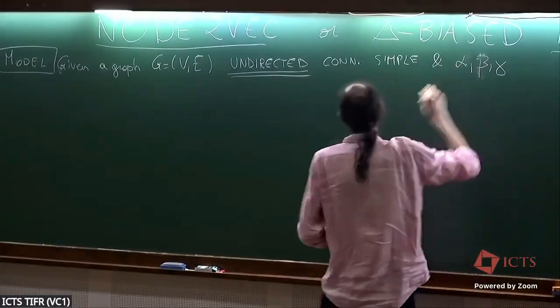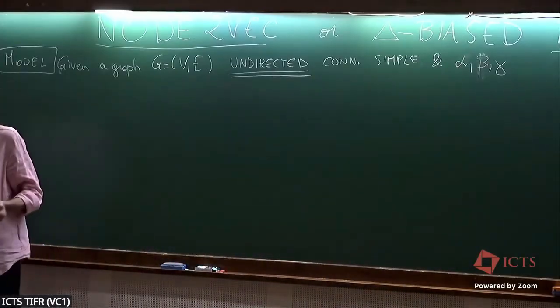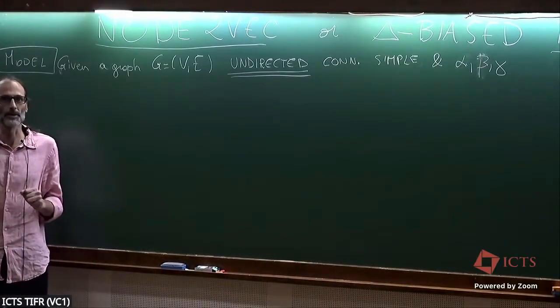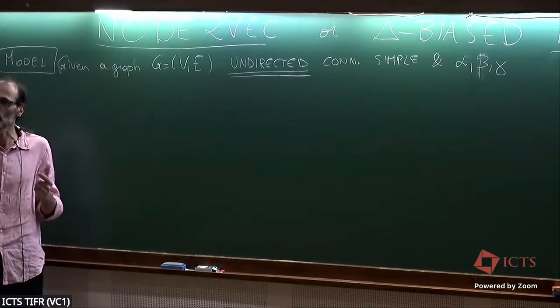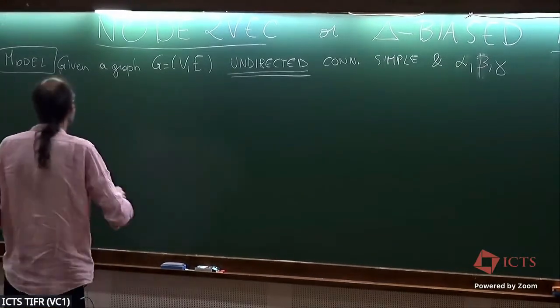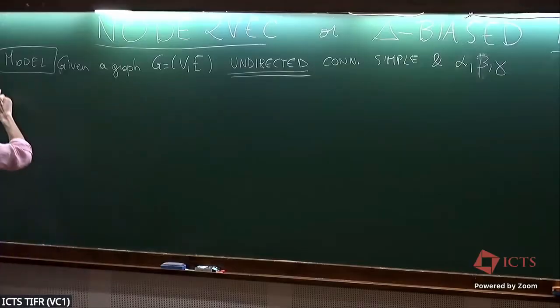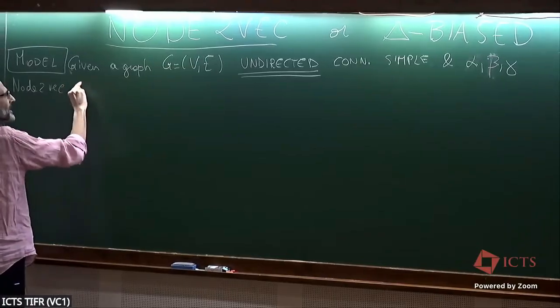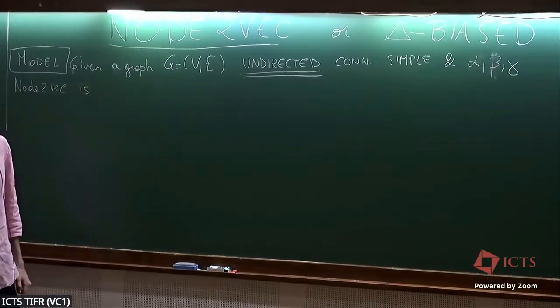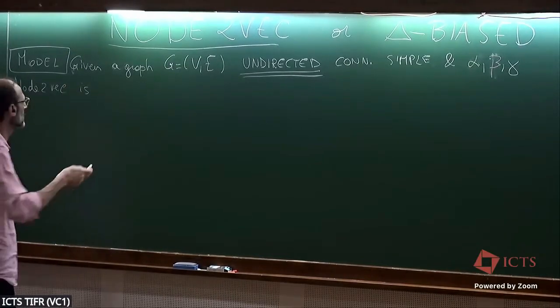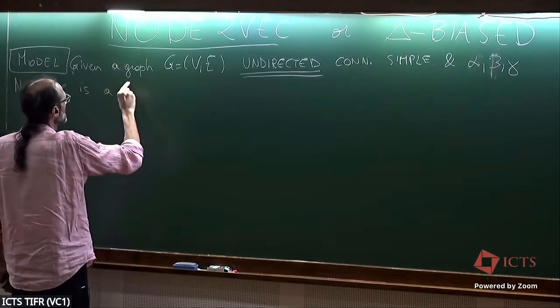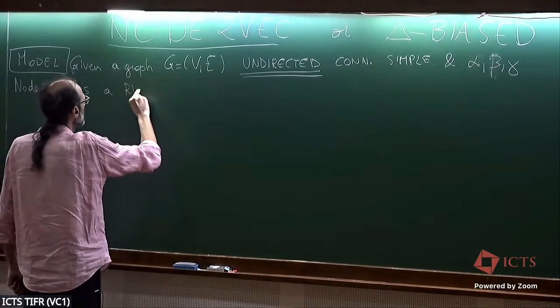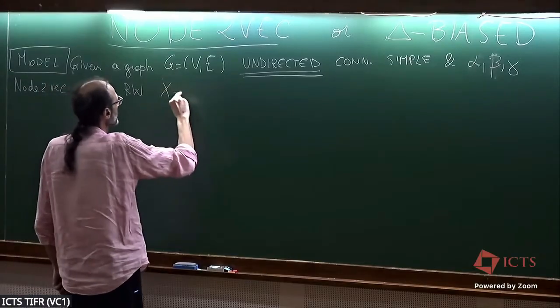So what is it? This Node2vec random walk is not a Markovian random walk on the graph, but rather a second order Markov chain associated to the graph. So let me define it. Given a graph, Node2vec, you can consider it in discrete or continuous time. I will consider it in discrete time. It is a stochastic process, if you like, a random walk. I will denote it by X.